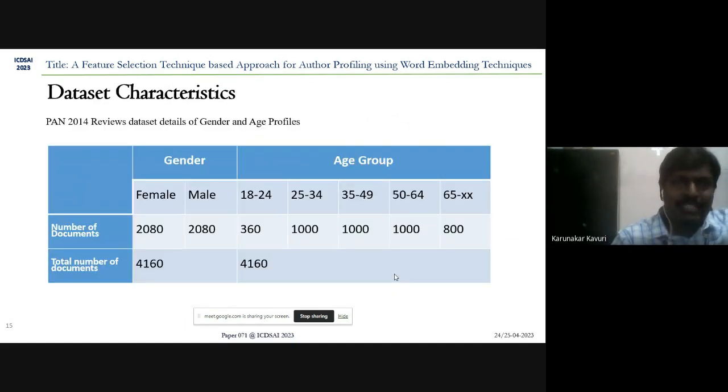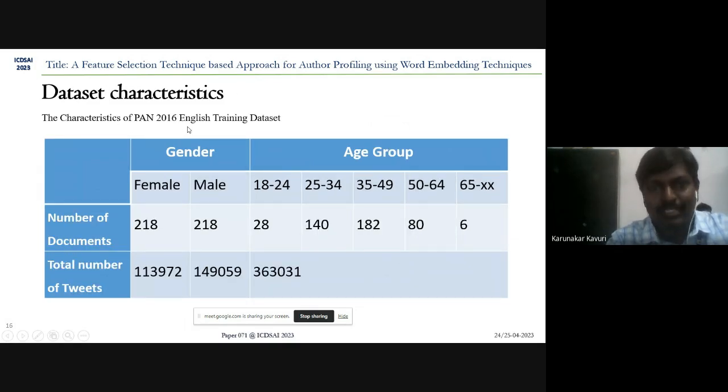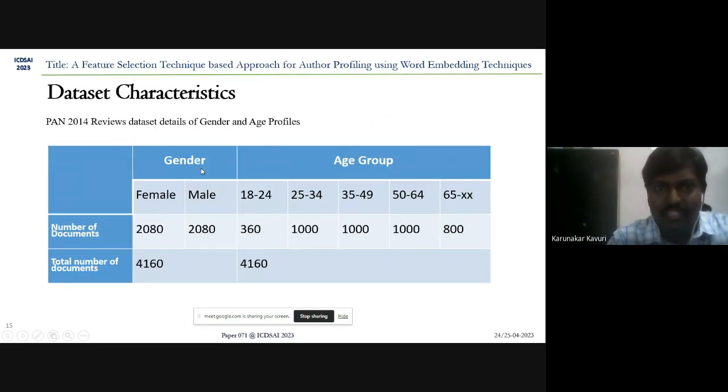So this is the data set. I used 2 data sets here. One is the PAN 2014 review data set, and the other one is the PAN 2016 data set. Both are related to gender and age group. Actually, gender is a binary classification model, and age group is a multi-class classification. Here I am dividing the age groups into 5: 18 to 24, 25 to 34, and 65 and later.